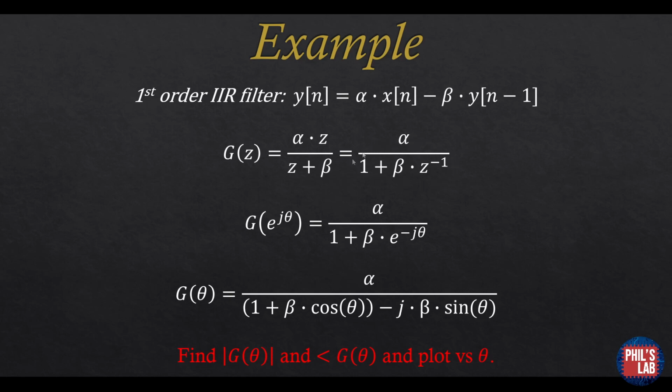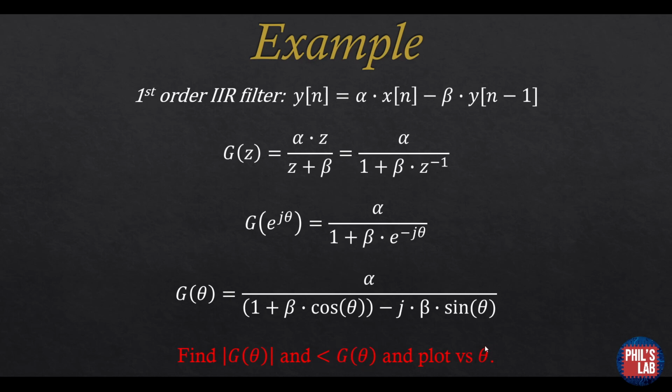Let's start with this. We have our transfer function in terms of Z to the minus 1. We substitute e to the minus j theta into Z, and it turns into this. So we have alpha over 1 plus beta times e to the minus j theta, and that's because of this minus 1. Then remembering Euler's identity, e to the j theta is cos theta plus j sine theta, we arrive at this expression over here. Then we can use basic complex number theory and reduce that to find the magnitude, G of theta, and the phase of G theta, and plot that versus theta.